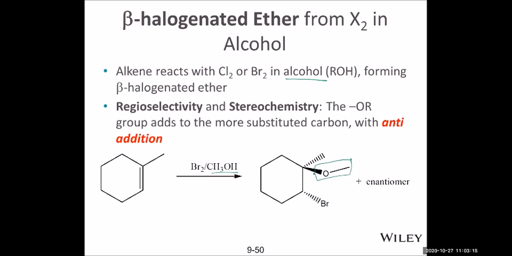And you get a pair of enantiomers from this achiral alkene with anti-addition. And this reaction mechanism is fairly easy to understand. You start from the bromine forming the bromonium ion, and then the nucleophile will be the alcohol. Alcohol nucleophile.